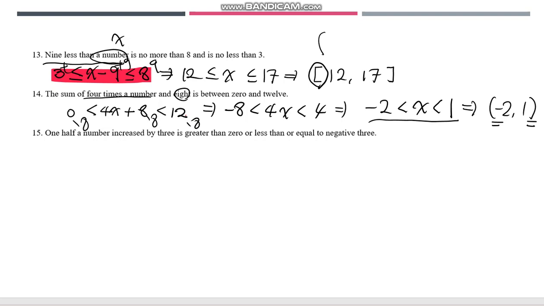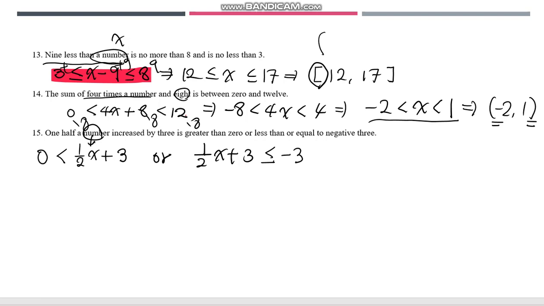1/2 a number increased by 3. 1/2 a number, so put this as x. 1/2 is 1/2x. Increased by 3, therefore adding 3 to it is greater than 0. It should be greater than 0, right? Or 1/2x plus 3 is less than or equal to negative 3. Less than or equal to negative 3, right? So this is the right expression over here.